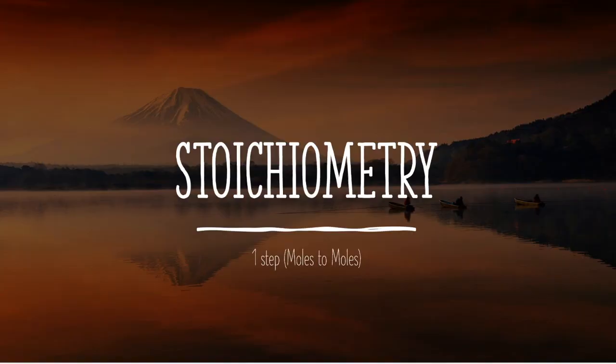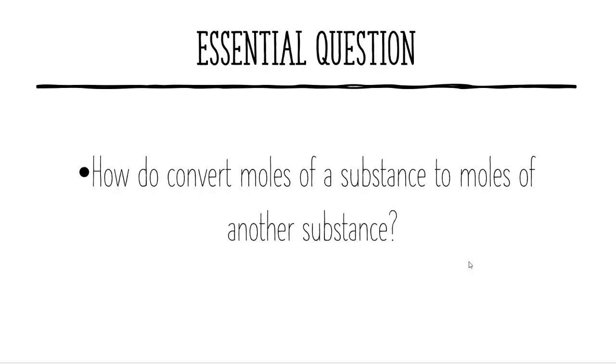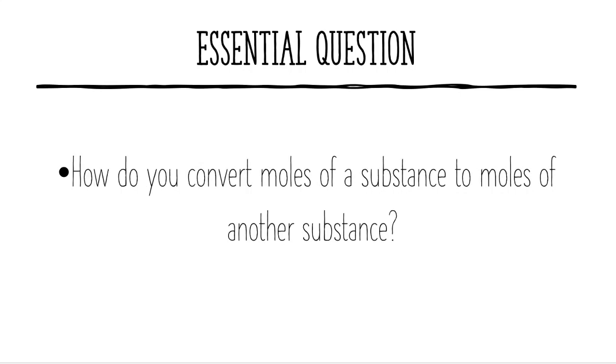All right, so this is stoichiometry. This is our math and chemistry, and our first step, which we call our one step, is what we call from moles to moles. So moles of one substance to the moles of another one. Our central question here is, how do we convert moles of a substance to moles of another substance?